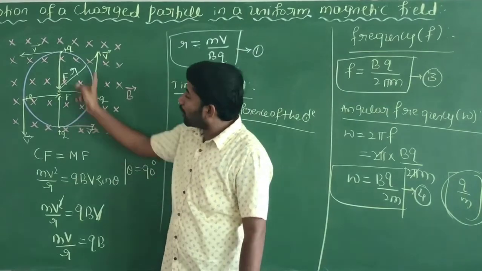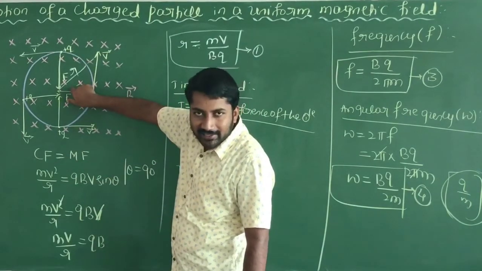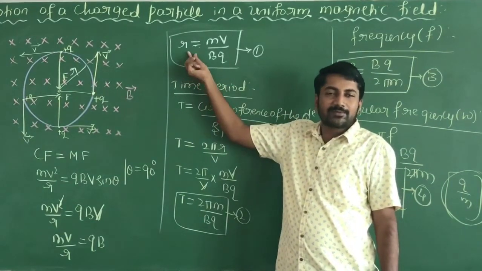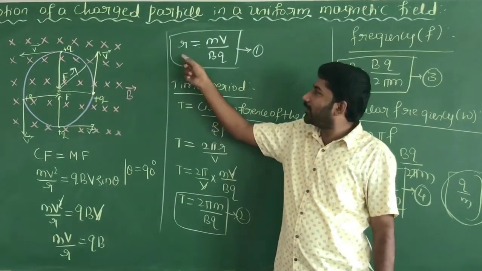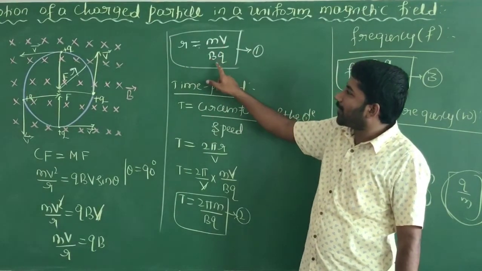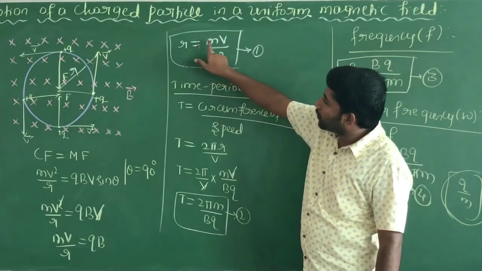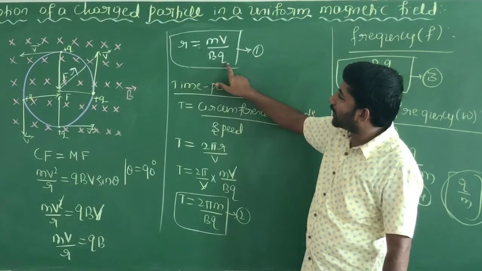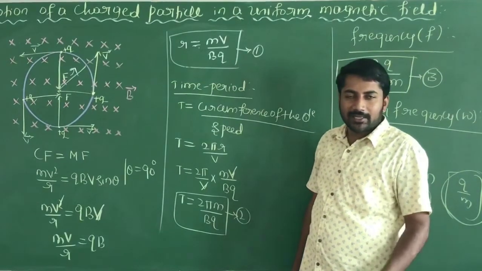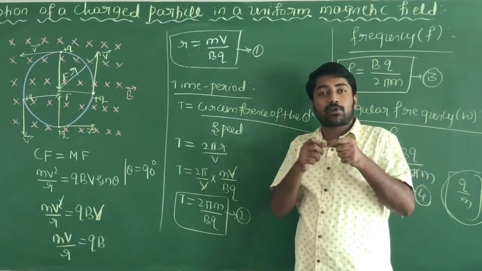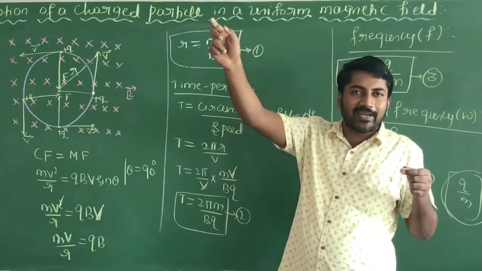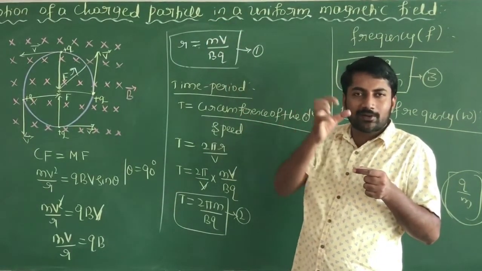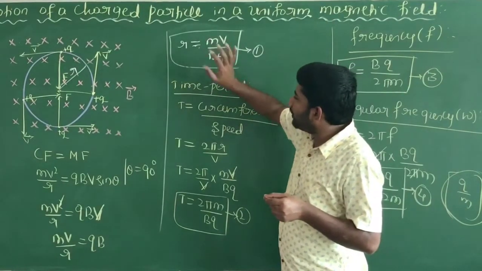Here, when the charged particle is moving in a circular path, r is the radius of the circular path. Then the radius of the circular path, when it is moving in the region of uniform magnetic field, r is equal to mv divided by Bq. r is directly proportional to mass and speed, and inversely proportional to the magnetic field and magnitude of the charge. If the radius of the circular path is very large, then the speed is also very large. If the radius of the circular path is very small, the speed is also very small.